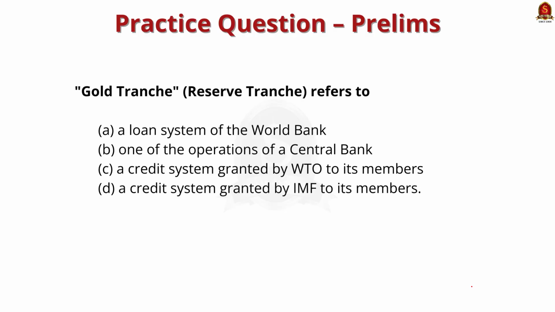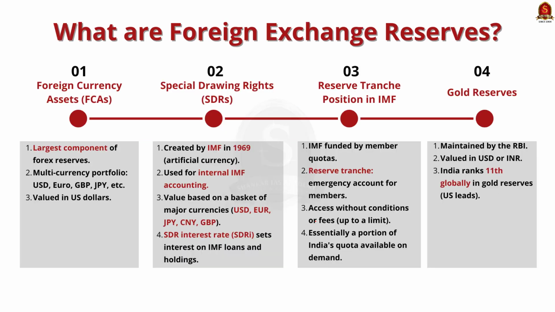Look at this 2022 prelims question. Gold tranche or reserve tranche refers to: option A, a loan system of World Bank; option B, one of the operations of central bank; option C, a credit system granted by WTO to its members; option D, a credit system granted by IMF to its members. Before answering this question, let us learn some basics about India's foreign exchange reserves.